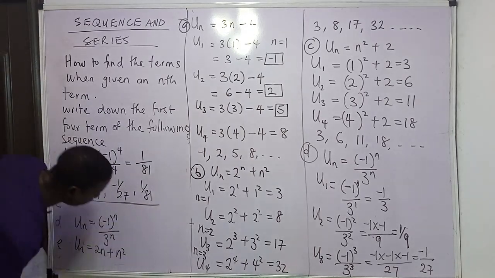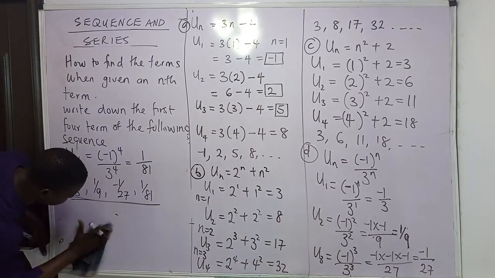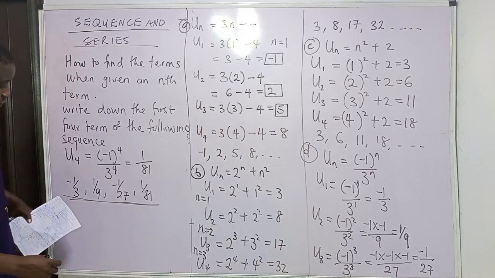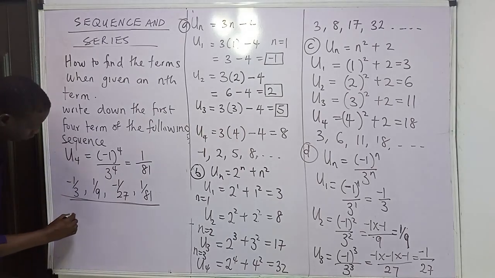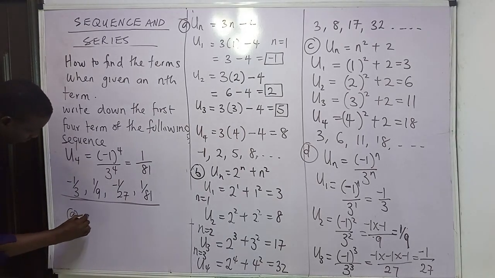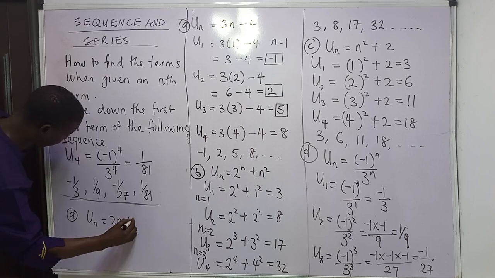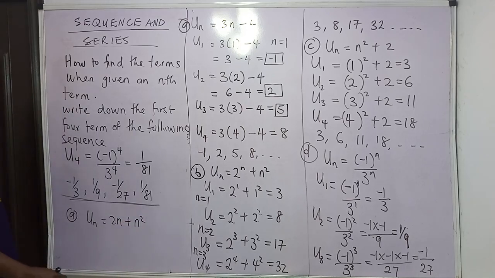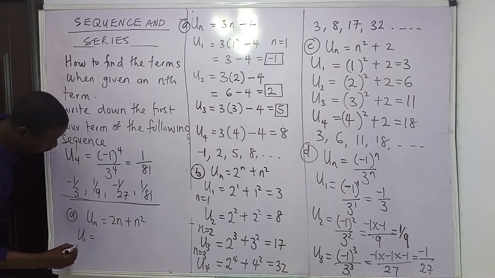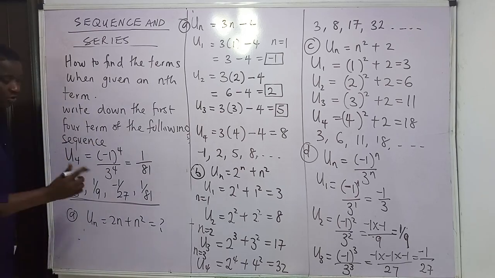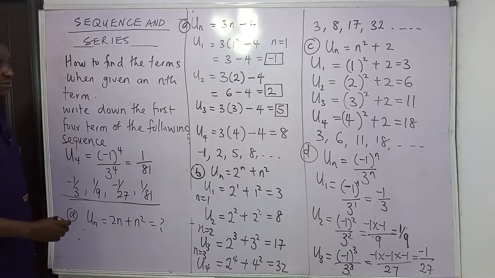For the last one, but not the least, for this section, we should find un is equal to 2n plus n squared. I think that's the last one there. So we look for u1 is equal to what? Let me leave this one as a trial for you. Go and try this one. Look for the first 4 terms for me.